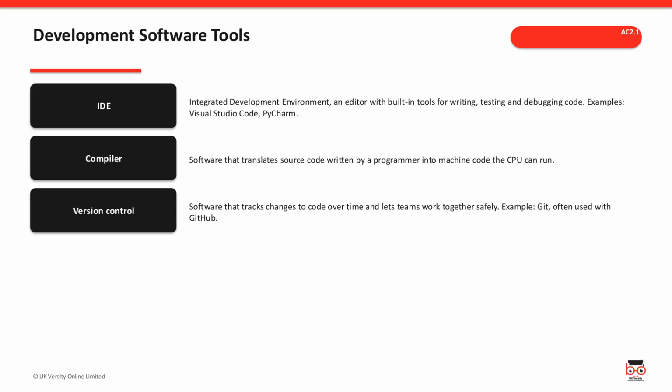Let's define those three development tools. An IDE, or Integrated Development Environment, is an editor with built-in tools for writing, testing, and debugging code, Visual Studio Code and PyCharm being popular examples. A compiler translates the source code a programmer writes into the machine code the CPU can run, and version control tracks every change to the code over time and lets a team work together safely, with Git, often used with GitHub, being the classic example.